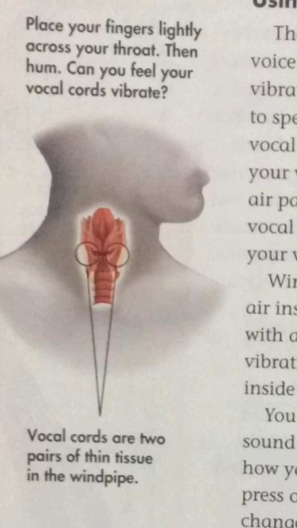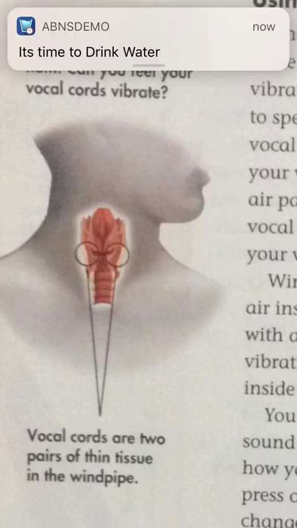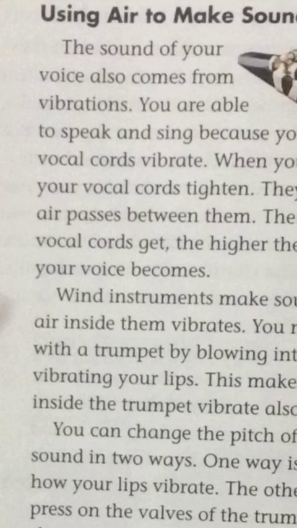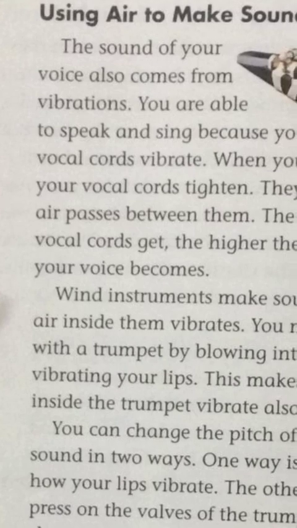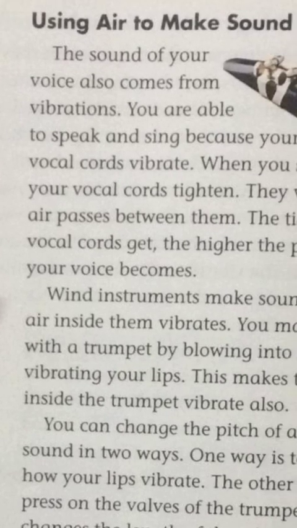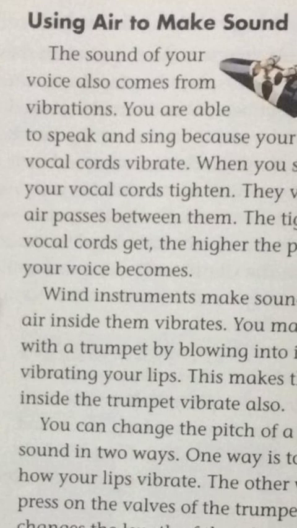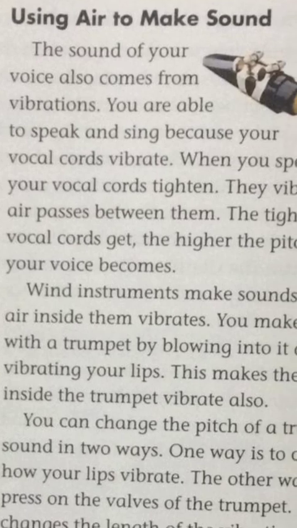Now we're going to start reading the lesson and I'm going to explain as we go. The sound of your voice also comes from vibrations. You are able to speak or sing because your vocal cords vibrate. When you speak, your vocal cords tighten, they vibrate as air passes between them. The tighter your vocal cords get, the higher the pitch of your voice becomes.